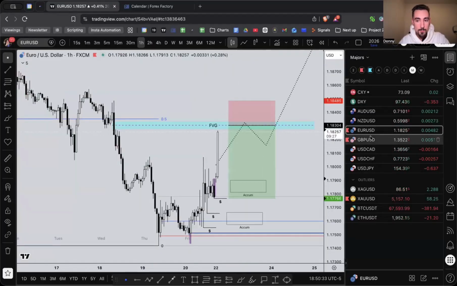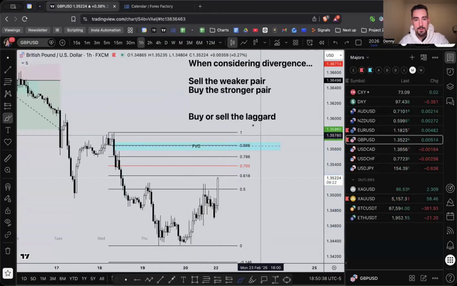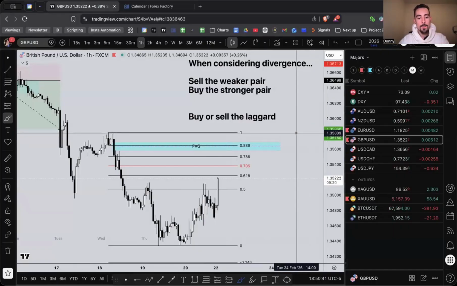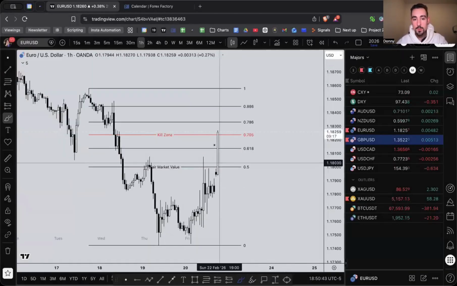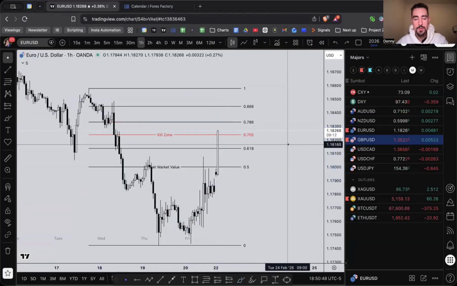The laggard would be the pair that is slower in trading into the same point of interest. That is the laggard. It's the one that gets there second. If you sell the one that gets there first, you could still have a profitable trade. This could still be profitable, and taking shorts from here is why we're going to consider it.